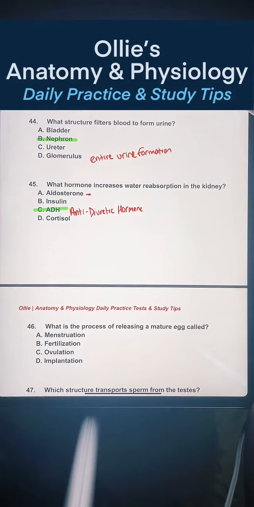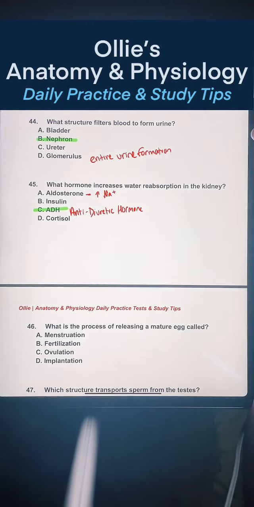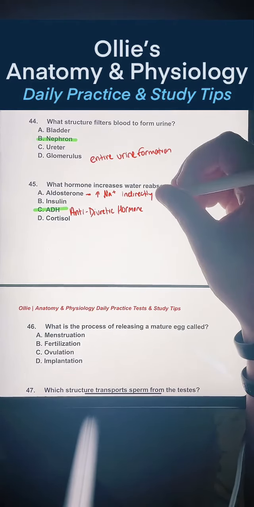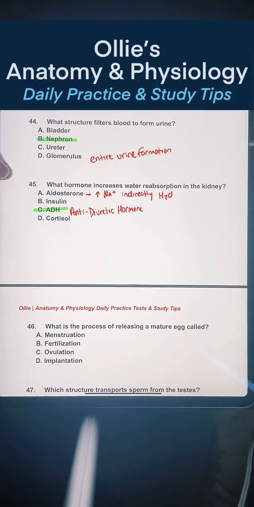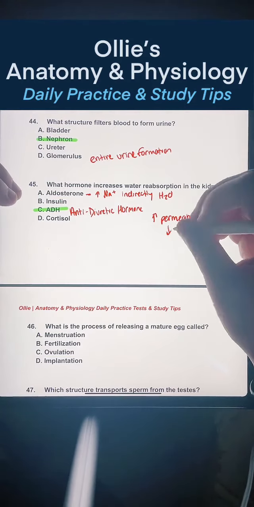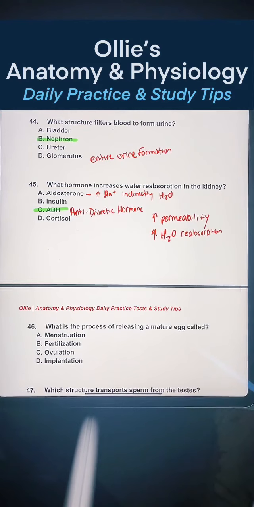Aldosterone is partially true, but it is indirect. What aldosterone does is increase sodium reabsorption. However, water follows sodium, so indirectly it would reabsorb water. But antidiuretic hormone directly impacts increasing the permeability, meaning you're going to increase the amount of water reabsorption. And then insulin relates to regulating glucose. Cortisol is our stress hormone, so no role there with kidney water reabsorption. So remember, aldosterone, sodium reabsorption, and yes, water does get absorbed, but indirectly. Antidiuretic hormone is what directly and primarily increases water reabsorption.